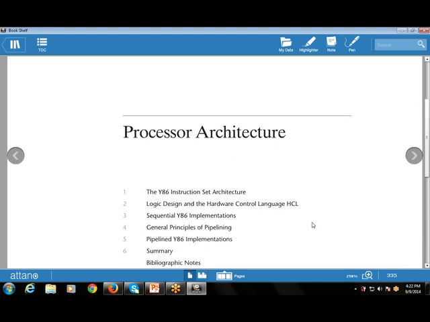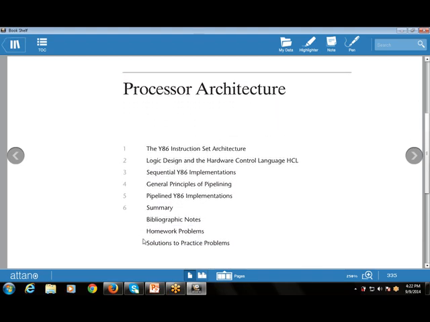So this is your chapter, that is processor architecture. It contains 5 or 6 topics. One is the Y86 instruction set architecture, which will be covered in today's class. Then logic design and the hardware control language, that is HCL. Then sequential Y86 implementation, that is how we can implement the sequential Y86. Then general principles of pipelining. Then pipelined Y86 implementation. Then there is a summary part. These are the 6 topics available in this chapter, processor architecture.